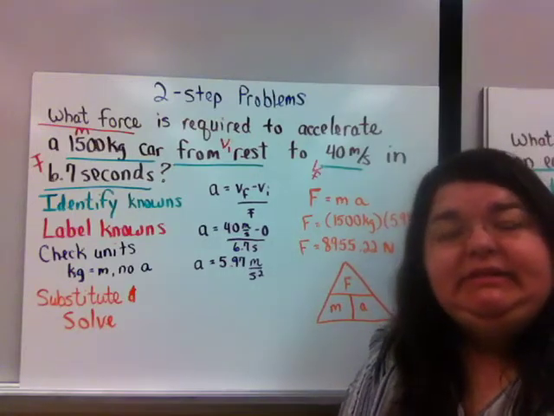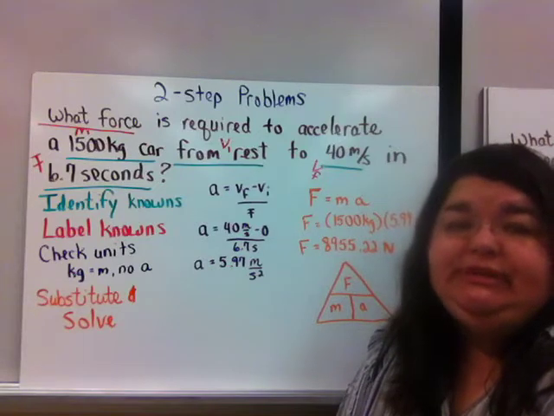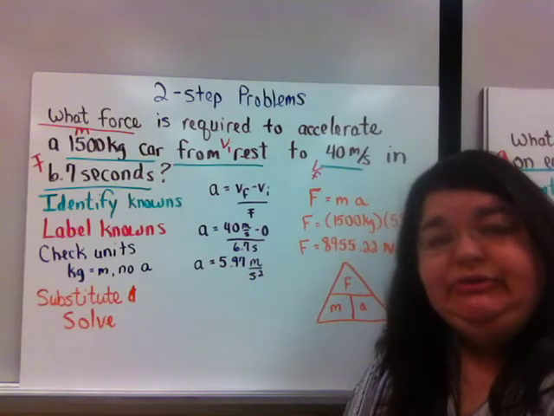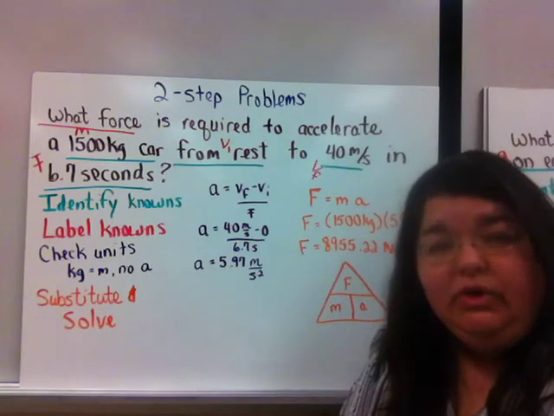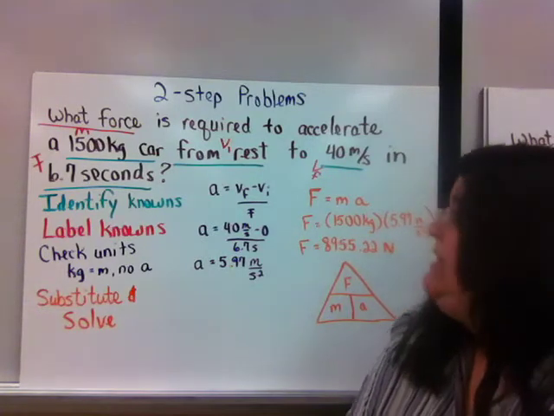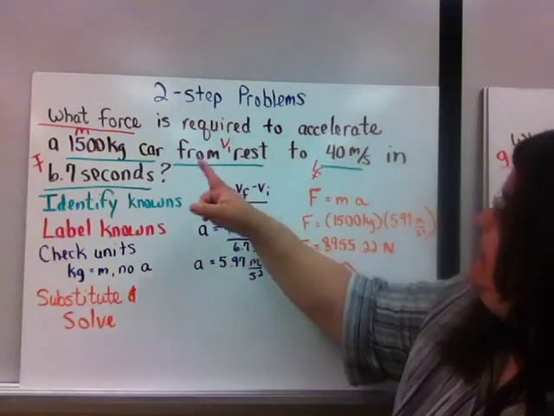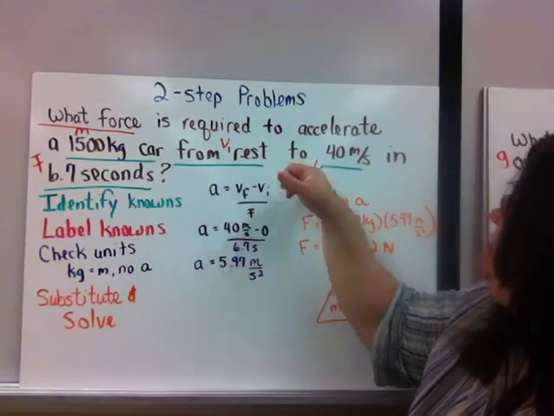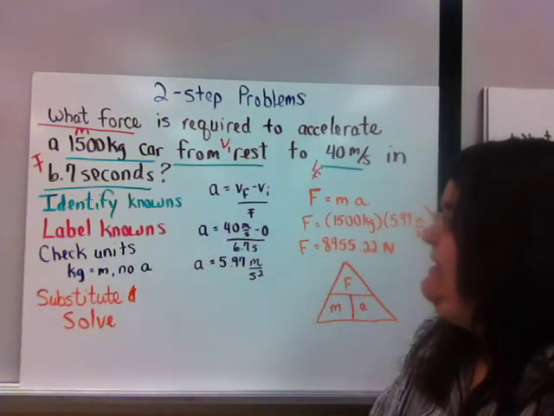Now that leads us to the most complicated kind of problems that we can have, and those are the two-step problems. They are going to require us to do one piece of math work before we can get to the answer that they're asking us for. So let's look at this problem. What force is required to accelerate a 1,500 kilogram car from rest to 40 meters per second in 6.7 seconds?